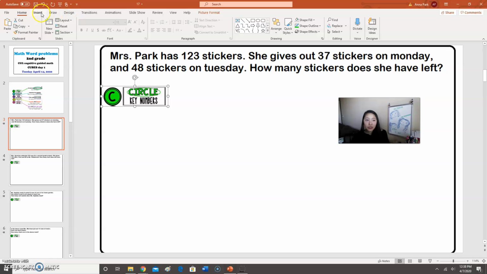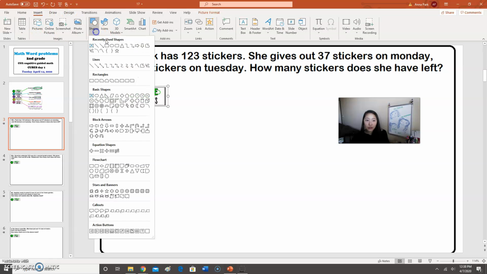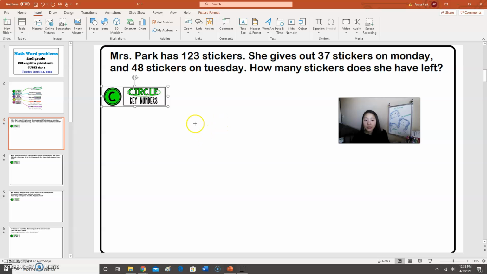If you watch me, I'm going to go get my circling tool. It says Miss Park has 123 stickers. She gives out 37 stickers on Monday and 48 stickers on Tuesday. How many stickers does she have? The first thing you need to look at is the numbers, and what are the units? The units are what the number represents. If I say 123 what, you would tell me 123 stickers, at least in this problem.